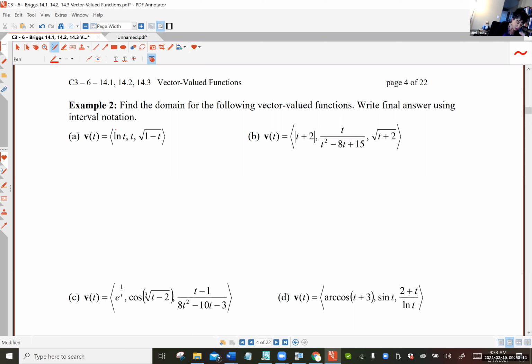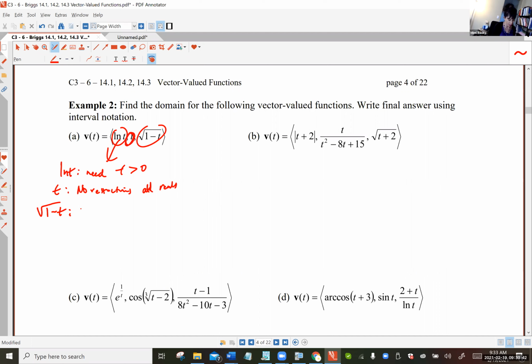So first you do each thing individually. If you just look at ln t, what is its domain? Well, you need t to be greater than 0. That has to be true. Otherwise that component won't be happy. So the second component, t, there's no restrictions. It could eat everything. It would have all real numbers. So all reals.